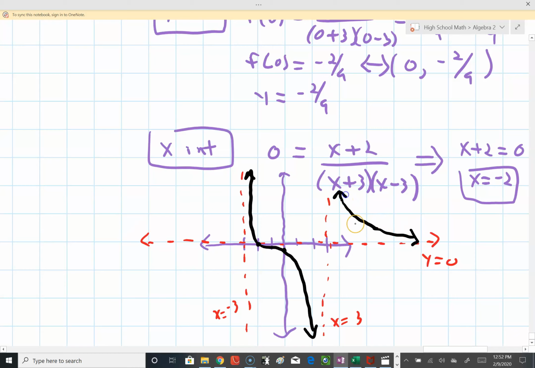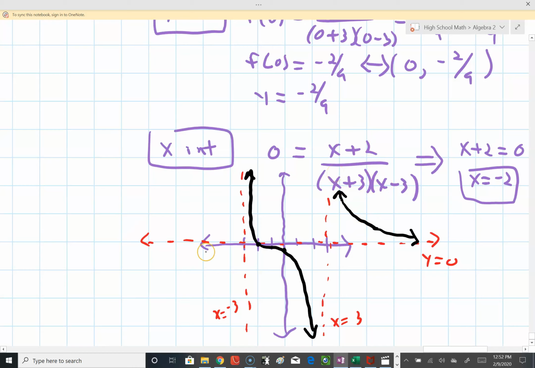As we get close to x equal 3 on the positive side, getting very close to x equal 3 but positive, this is going to be something like 6. This will be something very close to 0 but positive. So you're going to get a positive divided by a positive. That's why it's moving up without bound here.